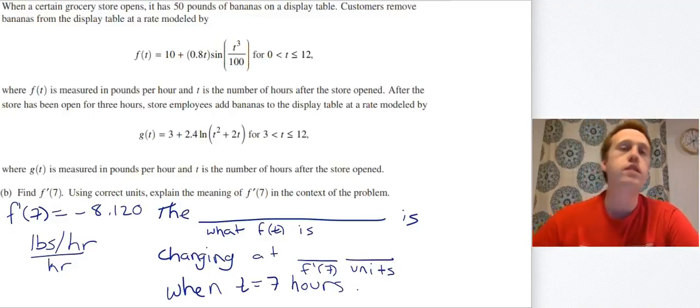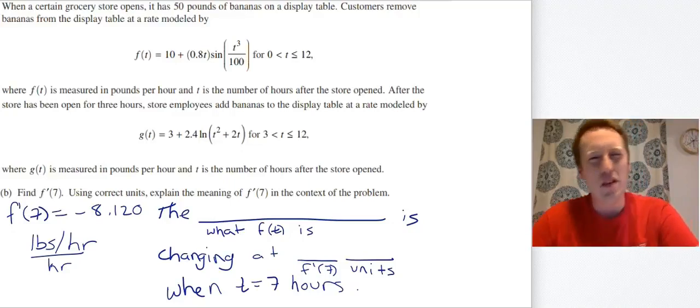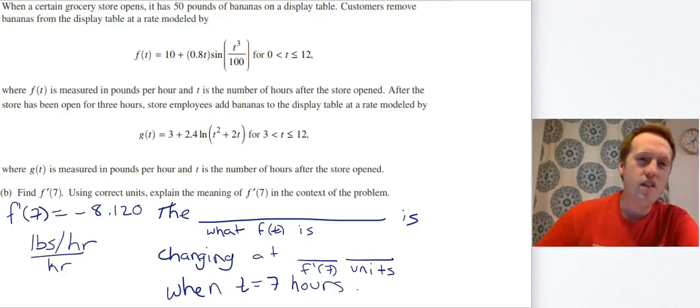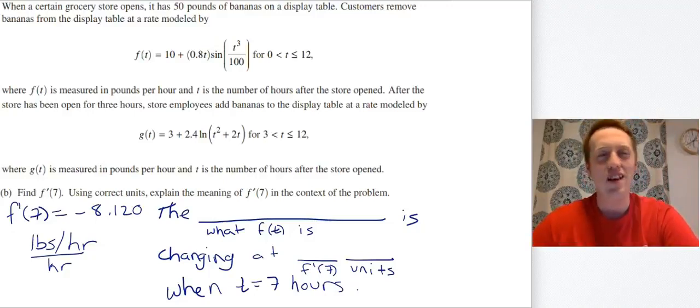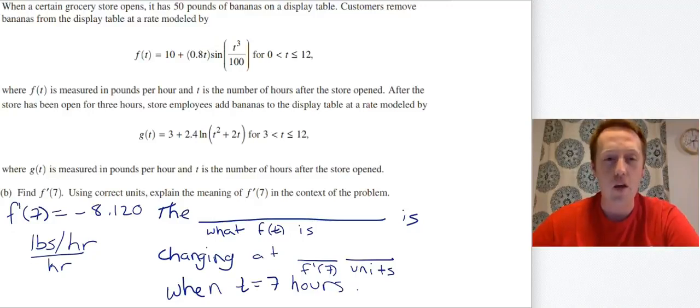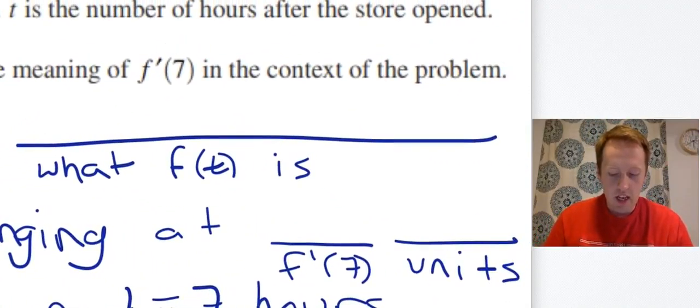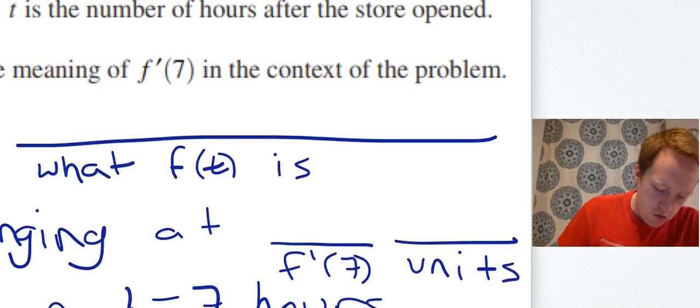Is changing at. The reason I say is changing at is because sometimes it can be a little tricky how we word it. For example, our derivative is negative. That means that something's decreasing, right? But if you say decreasing and then you say at a negative value, then it's kind of like double negatives and make it positive. So that's why I always just say is changing. And we do also need to make sure that we include what time this is happening at, right? So we know that it's at t equals 7 hours, so we would need to include that. So now let's go actually fill in the blank. F of t is the rate at which customers remove bananas.